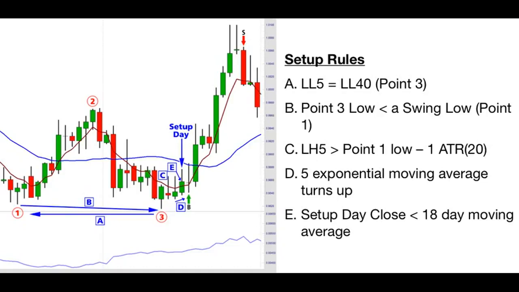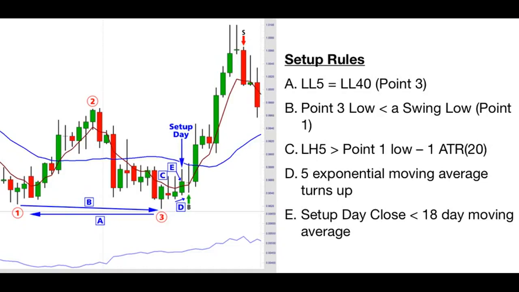That's the lowest low of the last 5 days from and including the setup day equals the lowest low of the last 40 days from and including the setup day. And that indeed would be point 3 as labeled on the chart. So if you count back 5 days from the setup day and 40 days from the setup day, you will find that point 3 is indeed the low of the last 5 days and the low of the last 40 days. So that's condition A.